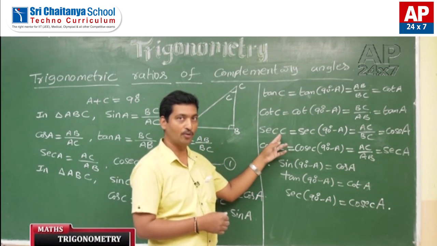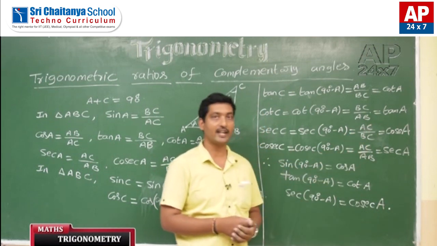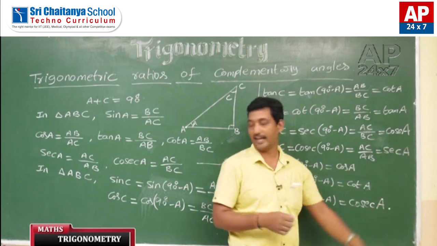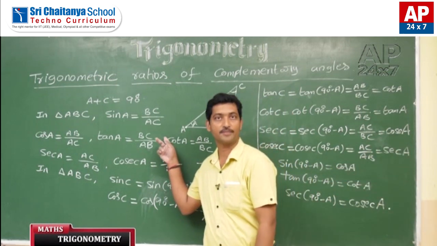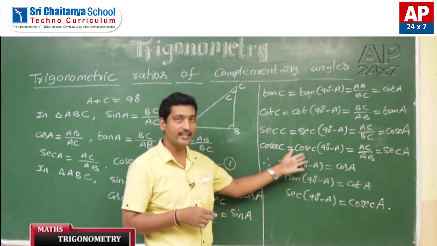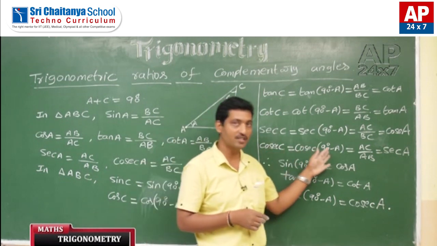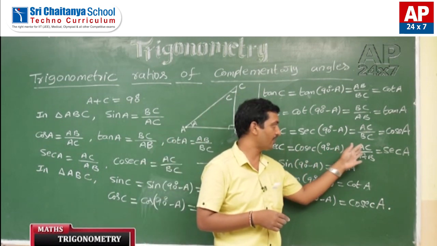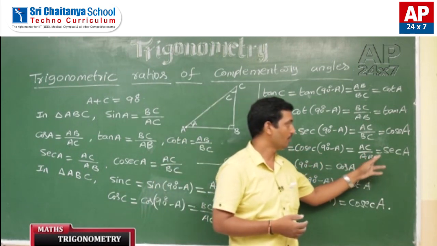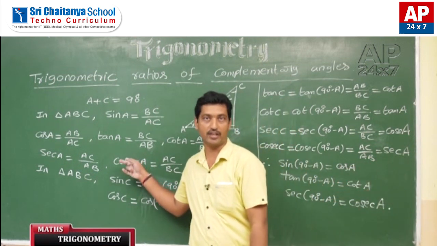Secant C is equal to secant of 90 degrees minus A, which is equal to AC by BC according to the definition of the secant C, and this is equivalent to cosecant A from the first relations. Now cosecant C is equal to cosecant of 90 degrees minus A. Here A we can replace with 90 degrees minus A. Therefore, this is equivalent to AC by AB according to the definition of the cosecant C. Now, this AC by AB is equivalent to secant A from the first relations.